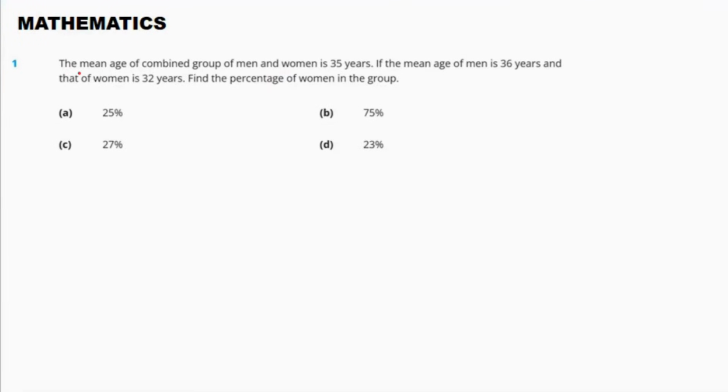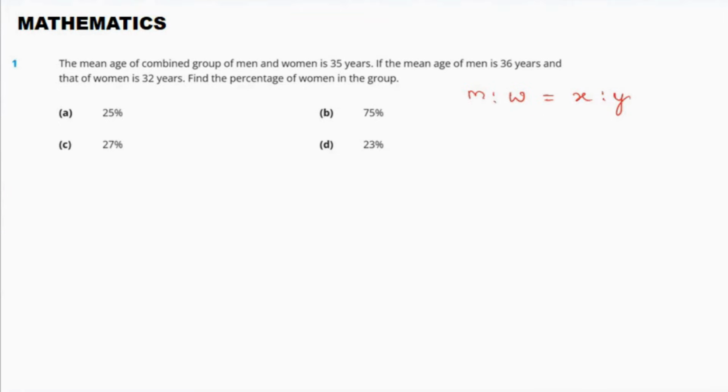The first question we have here is: the mean age of a combined group of men and women is 35 years. If the mean age of the men is 36 years and that of the women is 32 years, find the percentage of women in the group. Since the mean age is given to us, to simplify the question we can take the ratio of men and women as x to y.